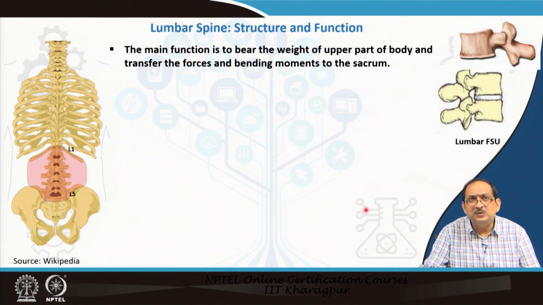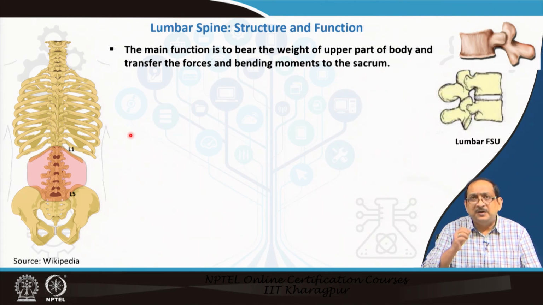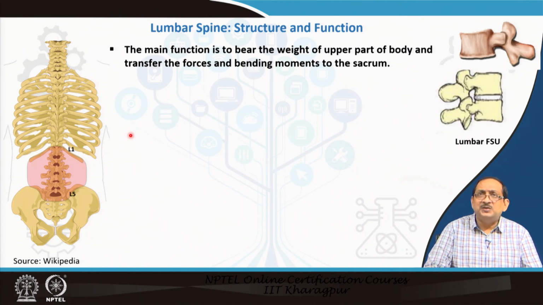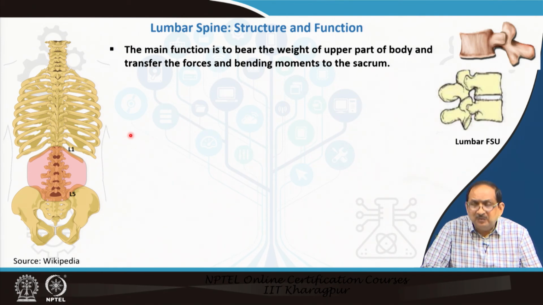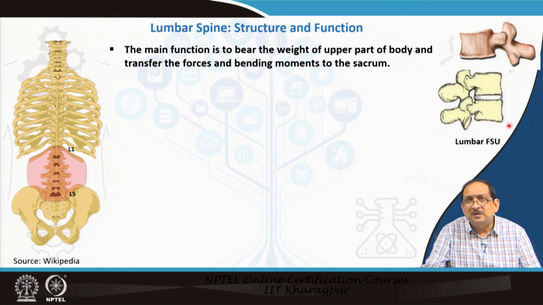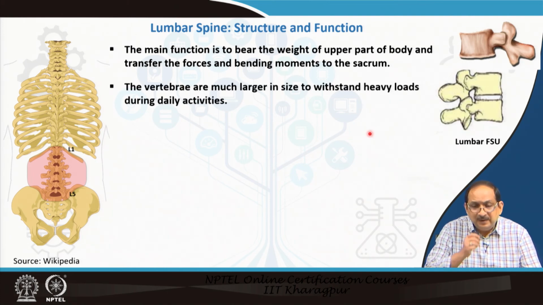The lumbar spine is located towards the lower portion of the vertebral column as shown in the figure, and the main function of the lumbar spine is to bear the weight of the upper part of the body and transfer the forces and bending moments to the sacrum and further to the pelvic bone. A typical structure of the lumbar functional spinal unit and a structure of the lumbar vertebra is shown on the right.